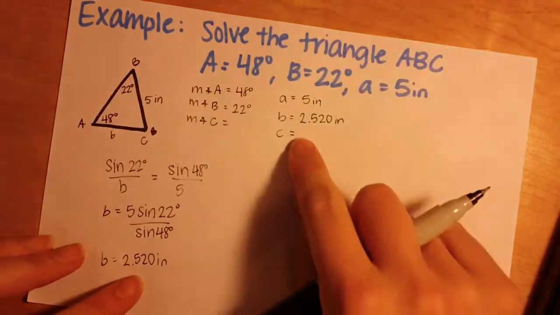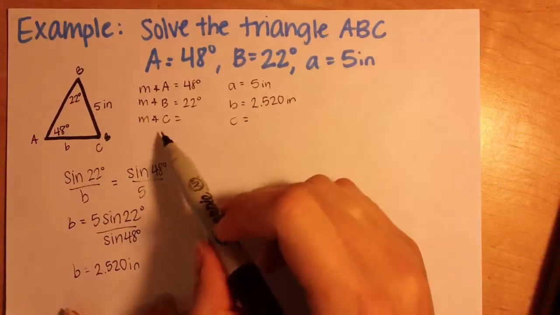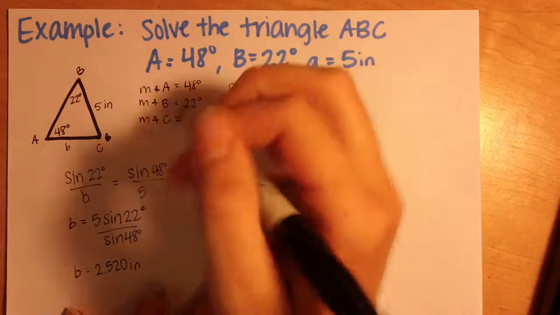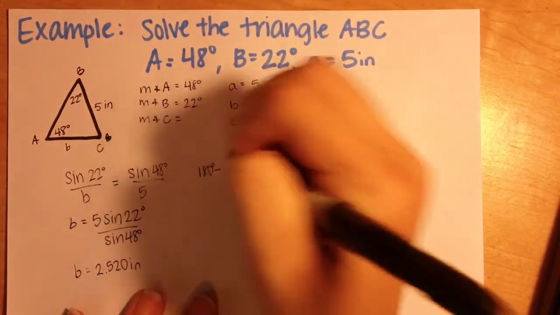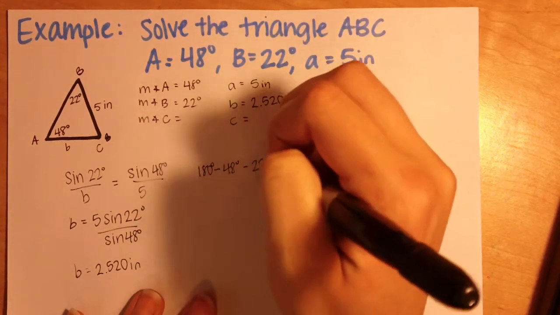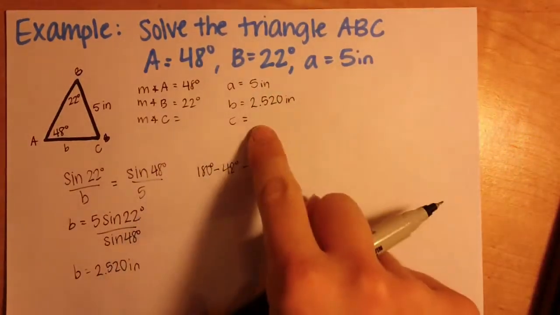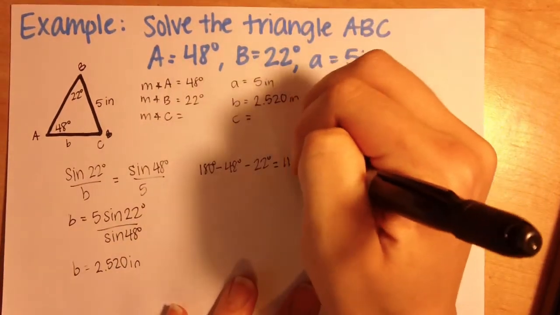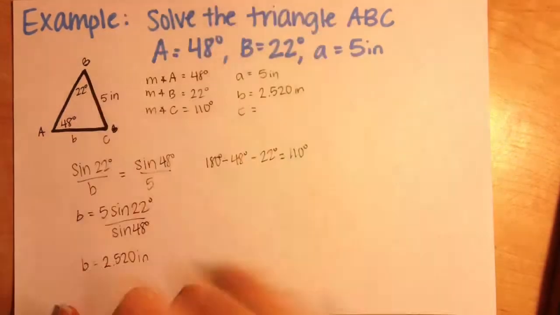And this is just set up just like we had for solving our triangles. We can solve for the measure of angle C by doing 180 minus our 48 minus our 22 degrees, and we'll get that angle C is 110 degrees. So this is 110 degrees.